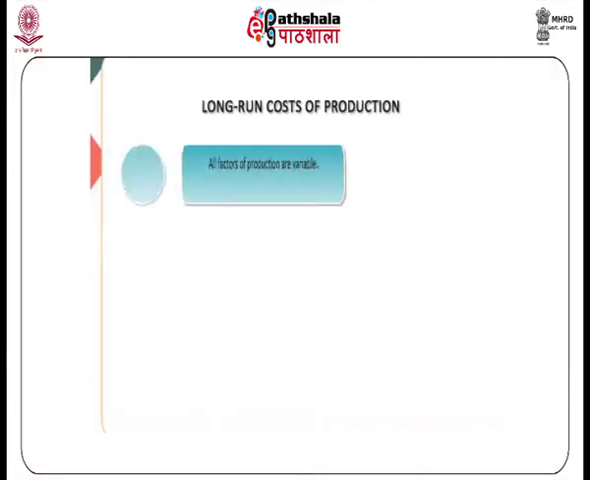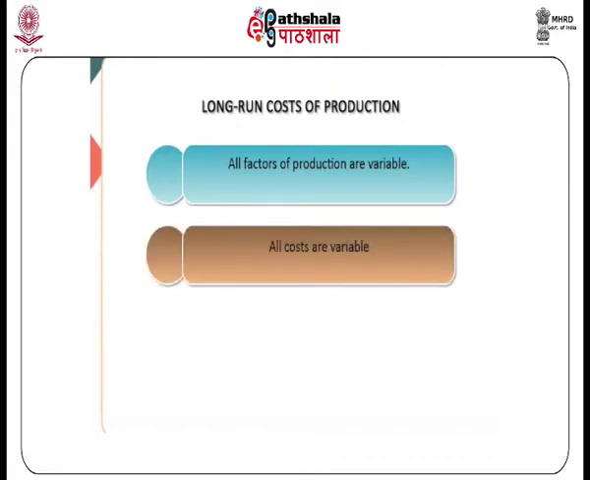Now let's look at the whole thing in the long run, which is a period of time of such length that all inputs are variable. There are no fixed inputs and therefore there is no fixed costs. The long run is conceived of as a planning horizon where all economic agents can plan ahead, choose different aspects, and so it consists of all possible short run situations among which an economic agent may choose. In the long run, all factors of production are variable. All costs are variable costs.